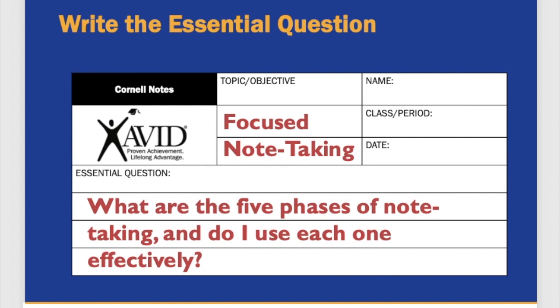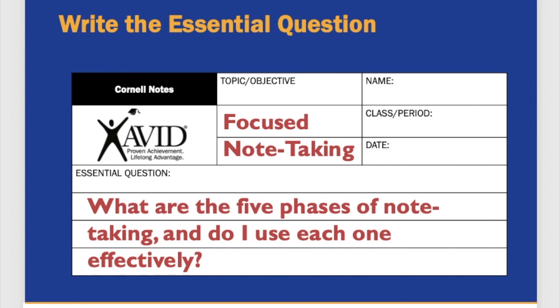Okay, so the first thing I need you to do is write your essential question at the top of your, or I guess for some of you, type the essential question at the top of your Cornell note sheet. So today's topic is focused note-taking, and the essential question says, what are the 5 phases of note-taking, and how do I use each one effectively? So, like I said, we're going to be taking notes over notes. You can go ahead and put your name. You can put the class, which is Avid, and you can put today's date, which should be September 22nd, if I remember my days correctly.